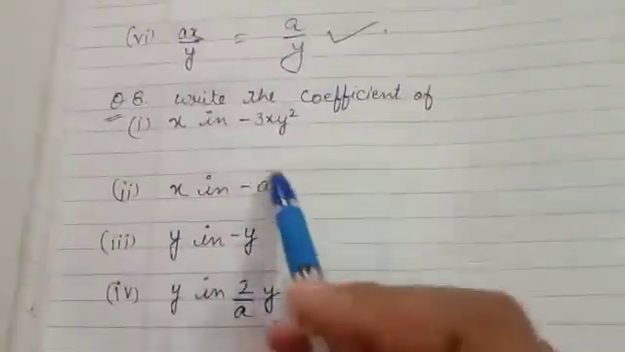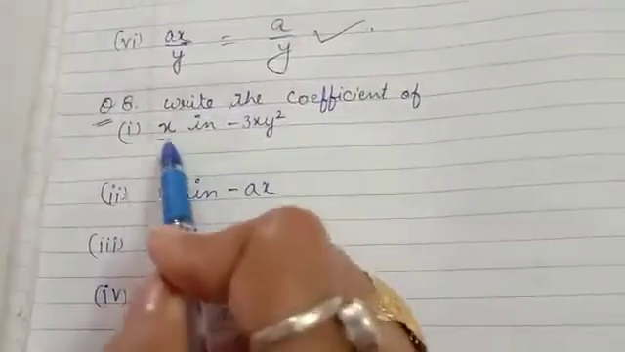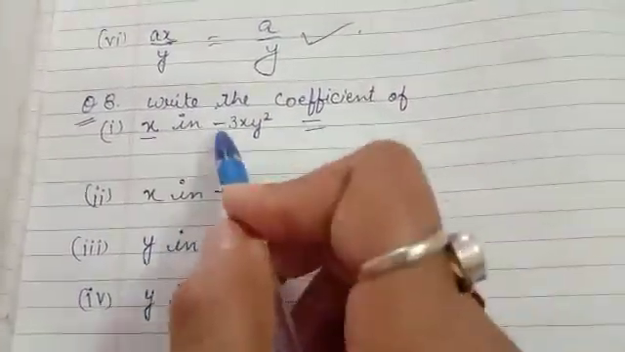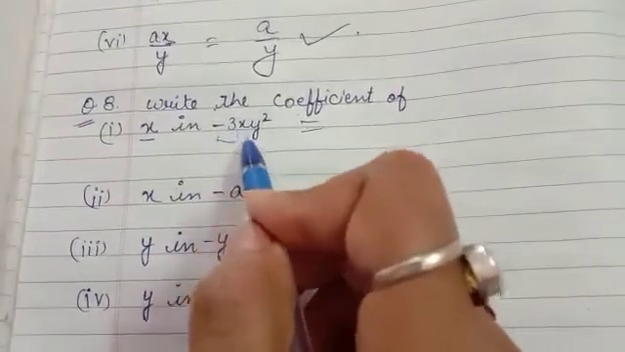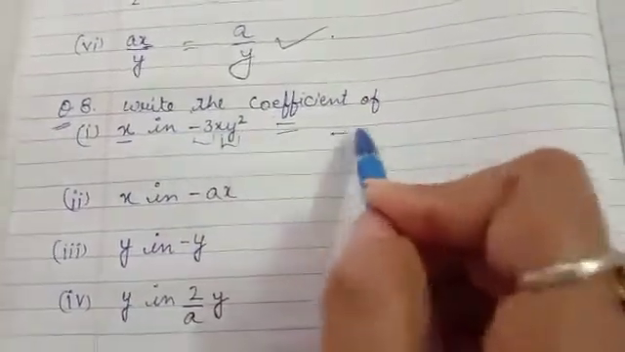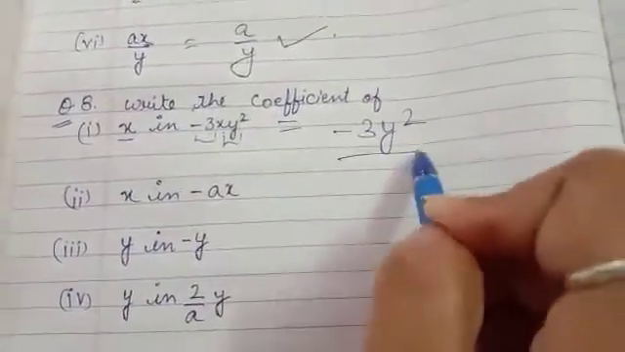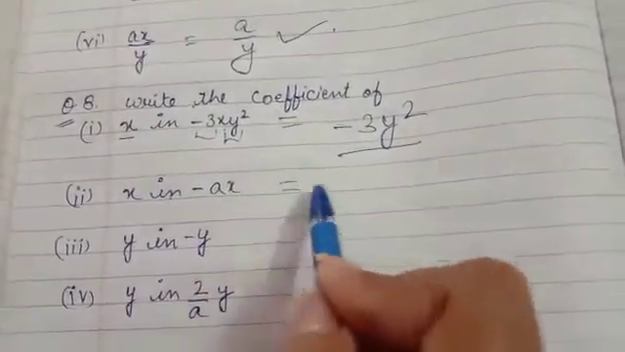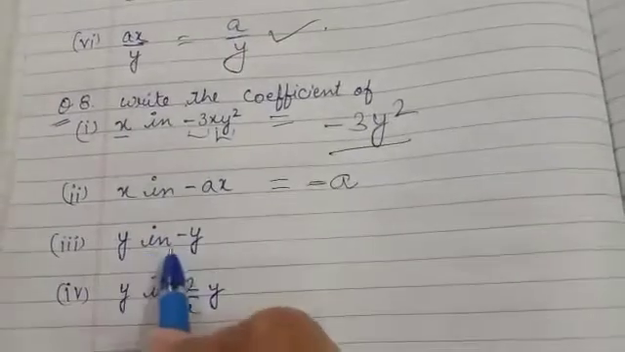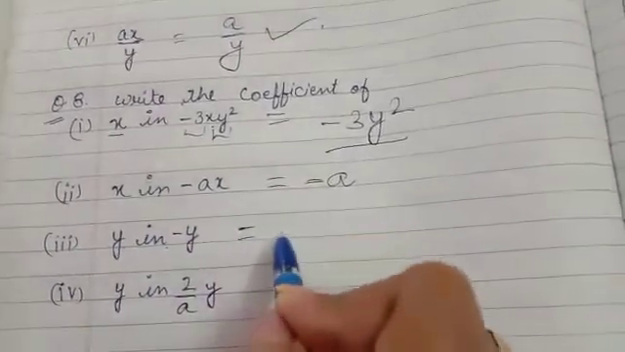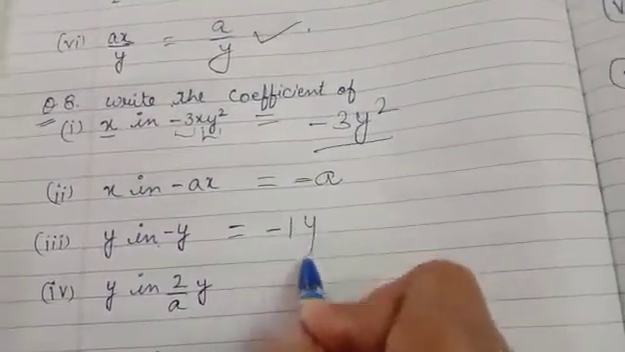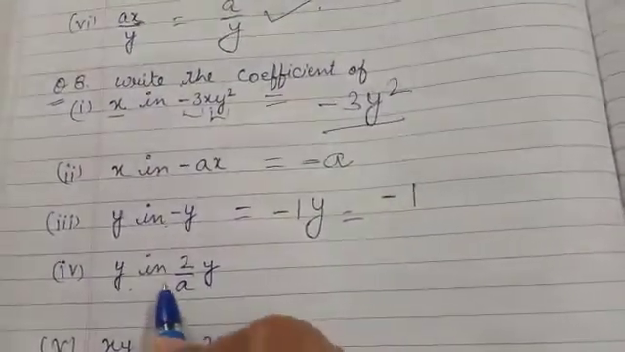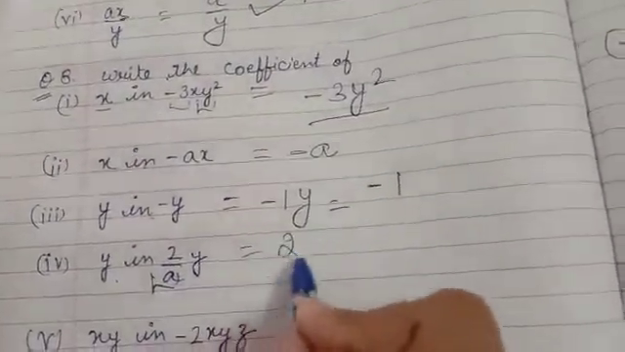Question number 8. Write the coefficient of x in minus 3xy square. I know now you are able to write the coefficient. Whatever is coming with x, minus 3y square, is the coefficient. Coefficient of x in minus ax is minus a. Coefficient of y in minus y: we will write it as minus 1y, so the coefficient is minus 1. Coefficient of y in this will be 2 over a.